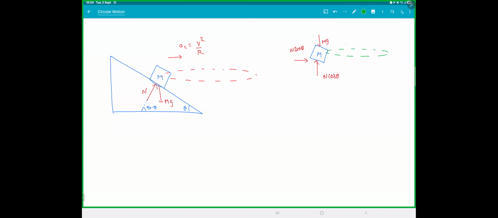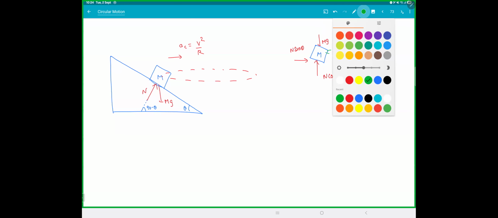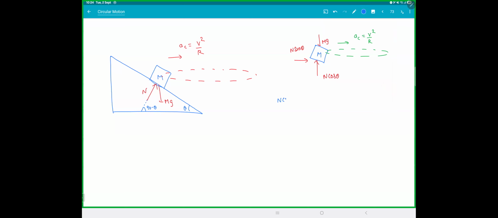Mg will be one, and you're going in a circle. This is your centripetal acceleration. So in the vertical direction, N cos theta balances mg. It's basically a horizontal circle. And in the horizontal direction, N sine theta is providing the centripetal acceleration. So if someone asks you who is the centripetal force, it is N sine theta.